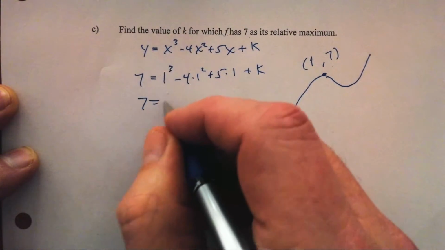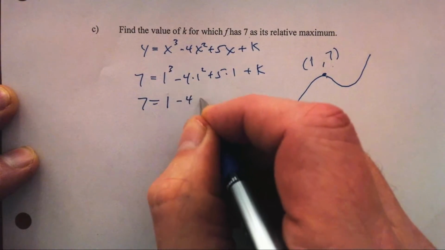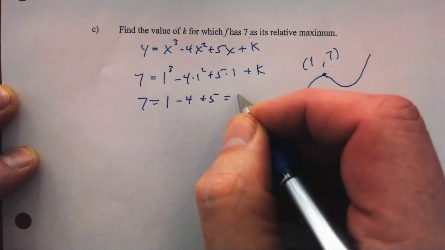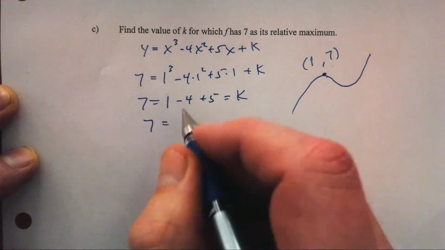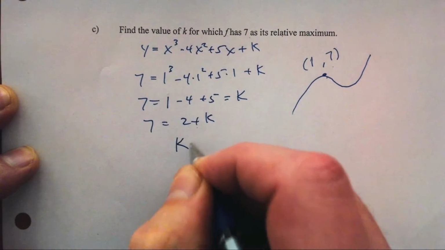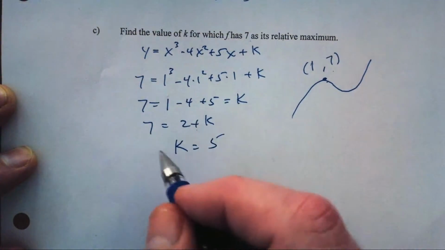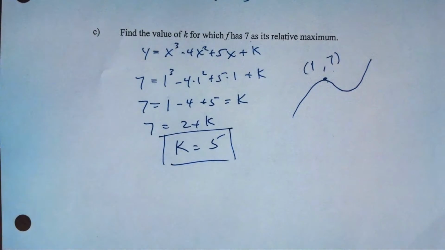I'm not going to fumble through this. I get 1, I get minus 4, I get plus 5 equals k, so I get 7 equals 6 minus 4, 2 plus k, k is 5. Is that all right?